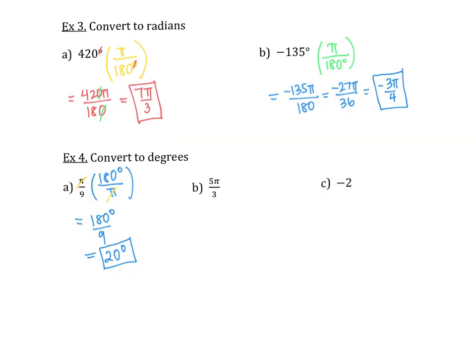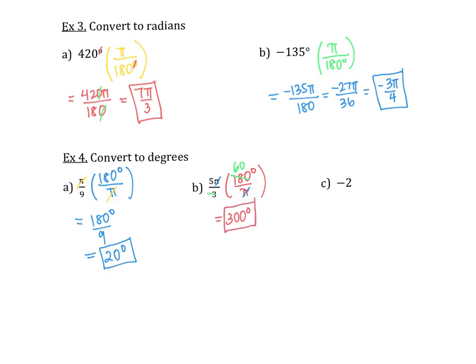I'm going to do the same thing for the next one. I want my answer to be in degrees, so I put the degrees at the top. 180 degrees corresponds to pi radians. The pi's happen to cancel again. Now the 180 over 3, I'm going to simplify it before I try to divide. 180 over 3 would go down to 60. So now I have 5 times 60, which is 300 degrees.